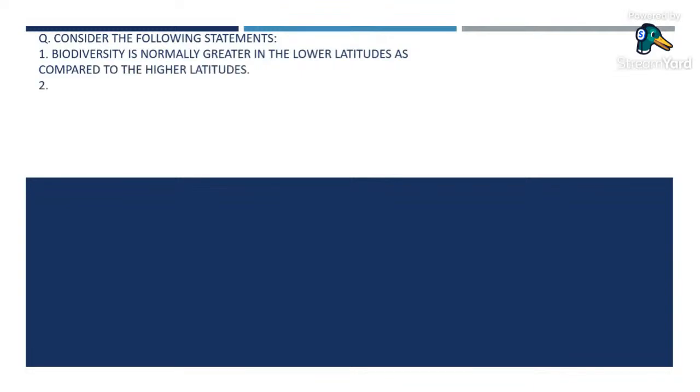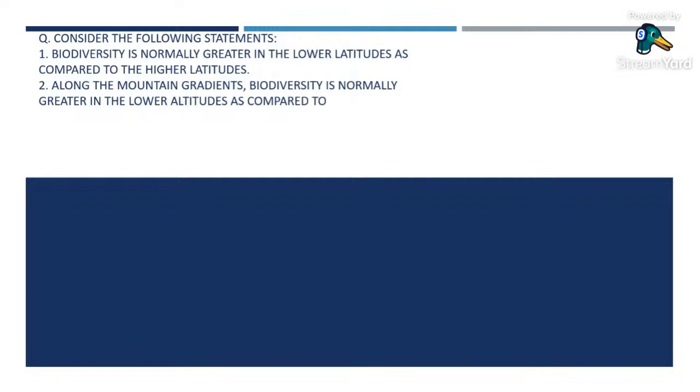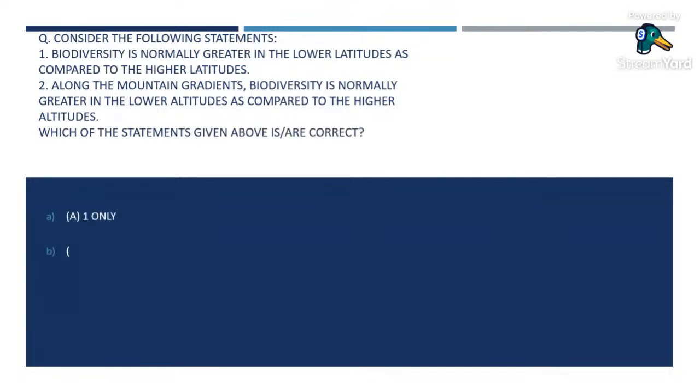Now coming to the next question. Consider the following statements. Number one, biodiversity is normally greater in the lower latitudes as compared to the higher latitudes. Second, along the mountain gradients, biodiversity is normally greater in lower latitudes as compared to the higher latitudes. Which of the statements given above is/are correct? A. 1 only. B. 2 only. C. Both 1 and 2. D. Neither 1 nor 2. So what do you think is the correct answer?